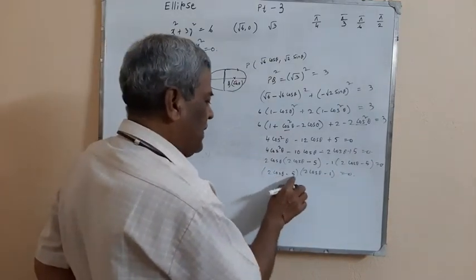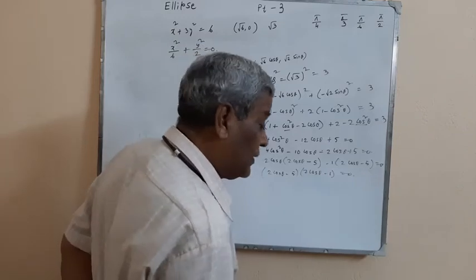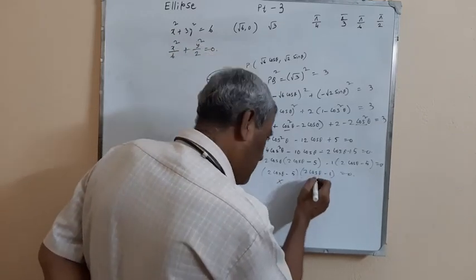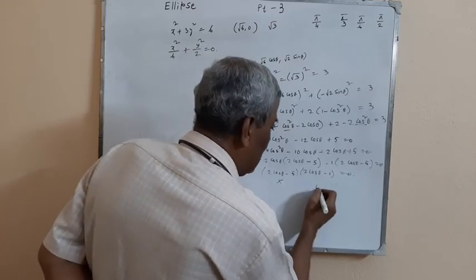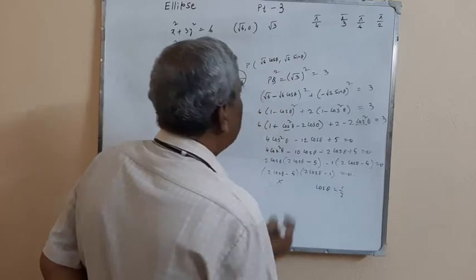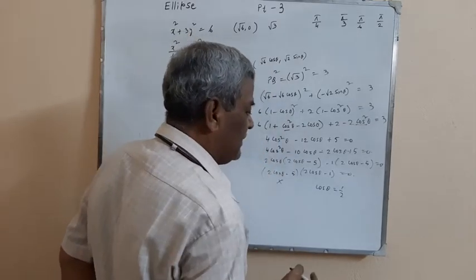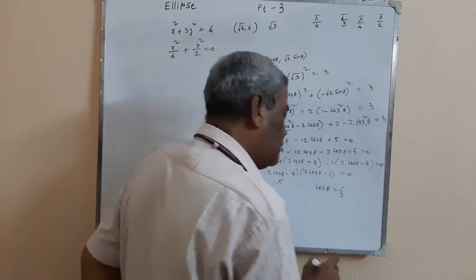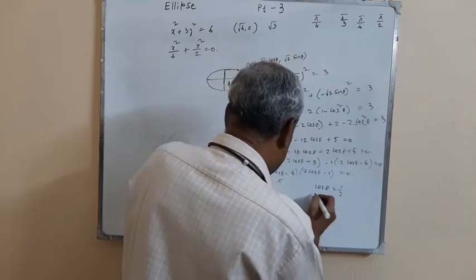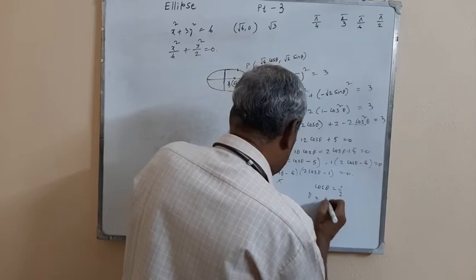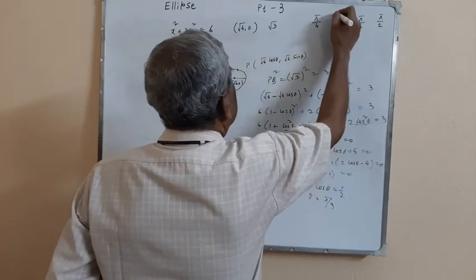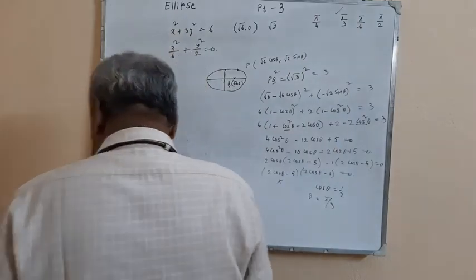One cos theta is 5 by 2, more than 1. Rejected, not possible. Other value of cos theta is half. It is situated in the first quadrant, so if cos theta is equal to half, then it is 60 degree. Theta is equal to 60 degree. Hence that option is correct.